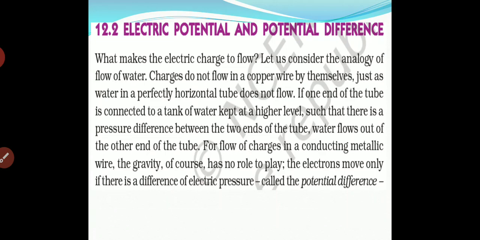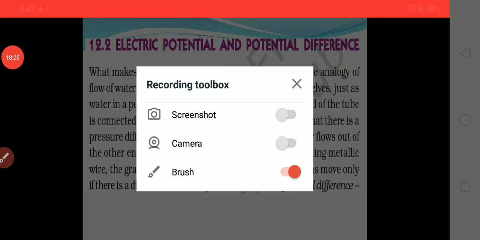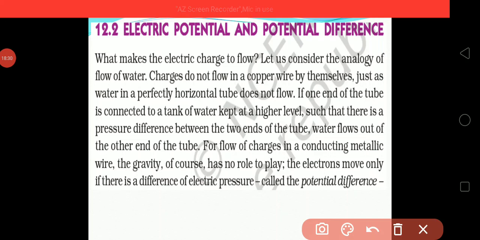Electric potential and potential difference. What makes the electric charge flow? Let us consider the analogy of a flow of water. Charge does not flow in a copper wire by itself, just as water in a perfectly horizontal tube does not flow. So charge cannot flow by itself in a copper wire.